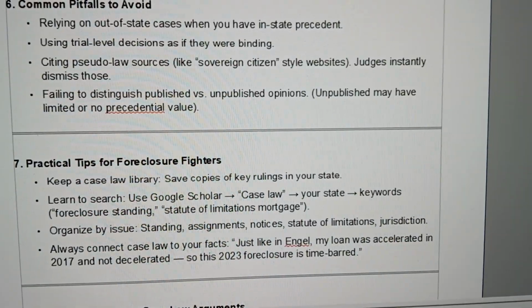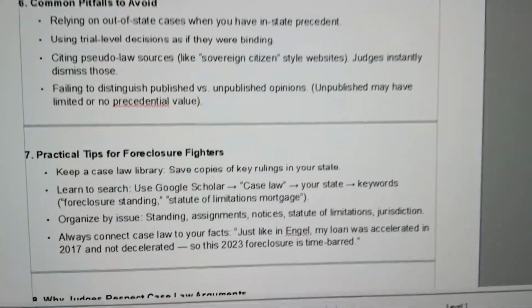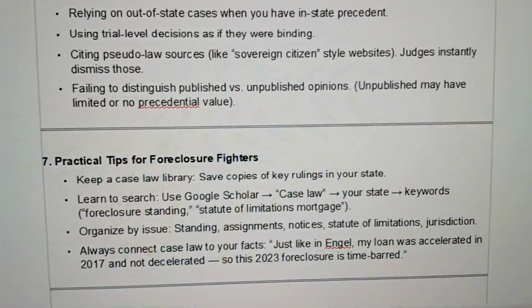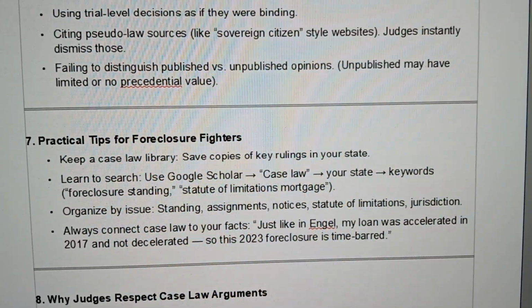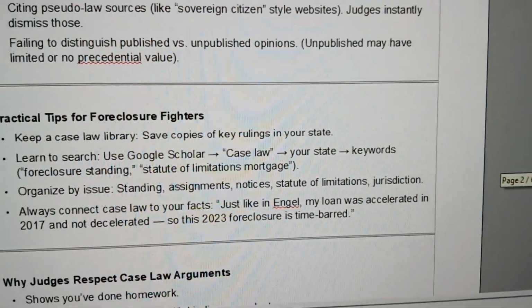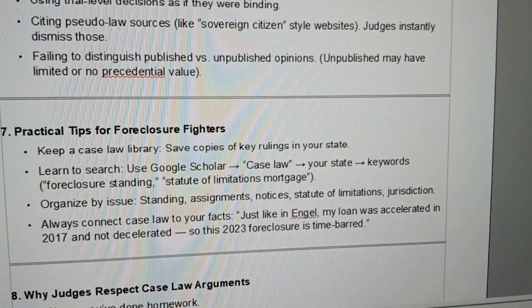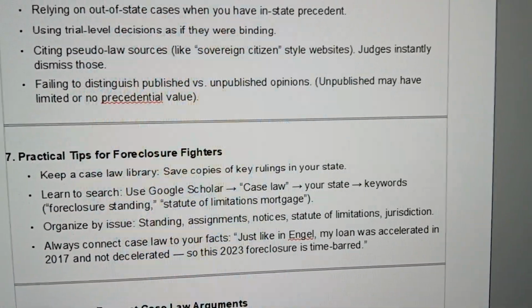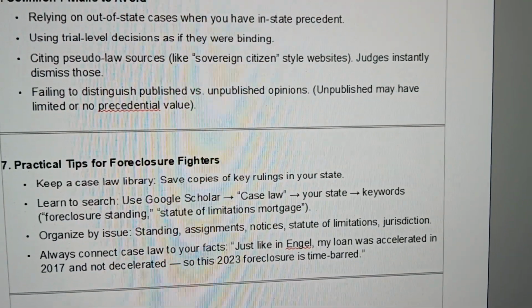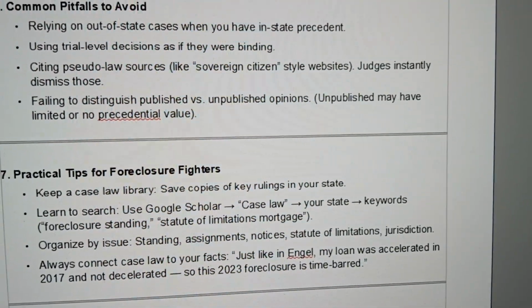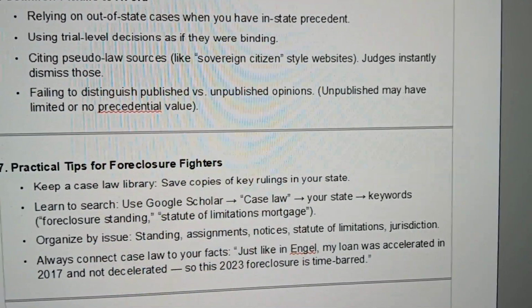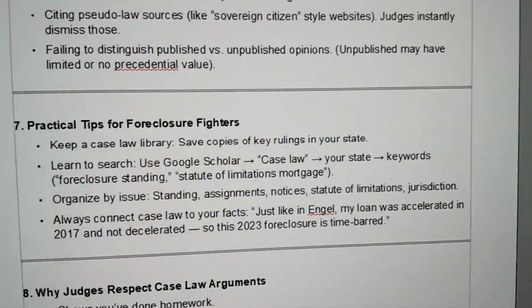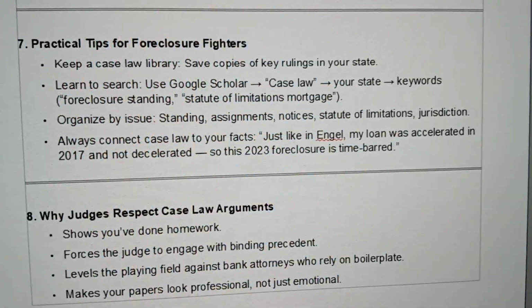If you have access to Westlaw or some of the other ones like Nexus, Lexis, then you can also use those. Organized by issue: standing, assignments, notices, statute of limitations, jurisdiction. Always connect case law to your facts. Just like in the Engel case, my loan was accelerated in 2017 and not deaccelerated, so this foreclosure is time barred. So you have to use your case to fit your situation.